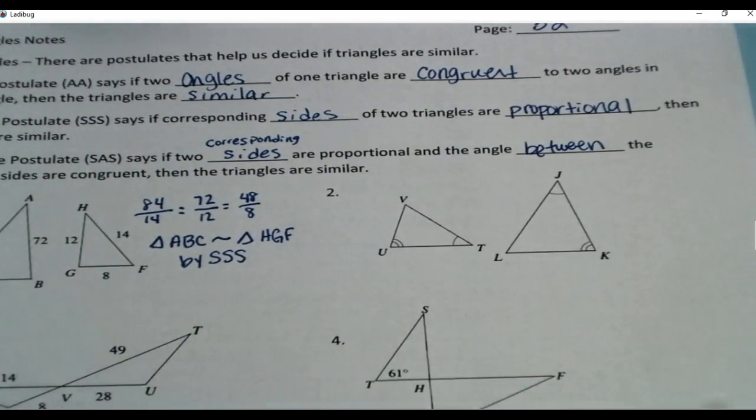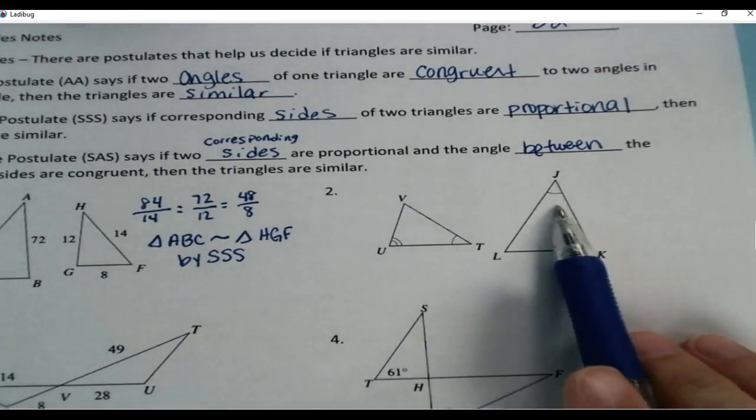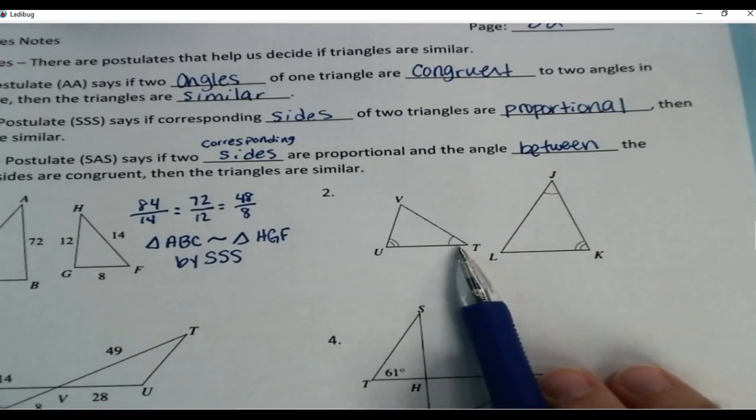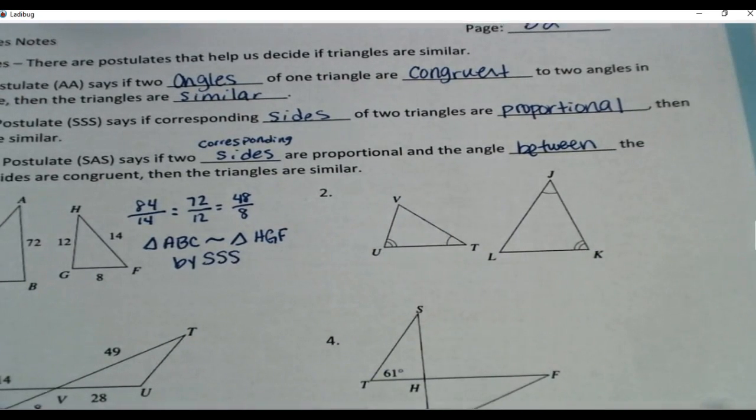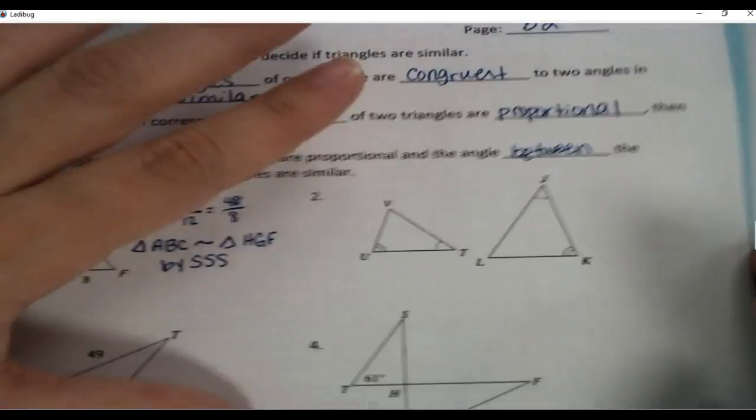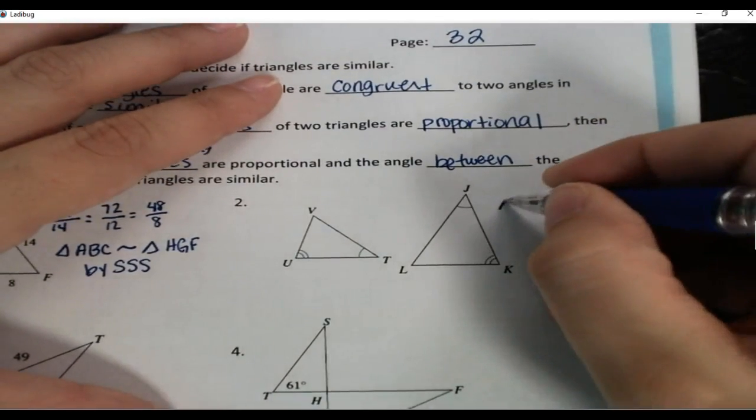On 2, do I know anything about the sides? No. So my only option is angle-angle. Do I have 2 pair of congruent angles? Yes. Which ones? Yeah, so I've got J matches T. I've got K matches U. So then we can say these are similar by angle-angle. So we can write our statement.